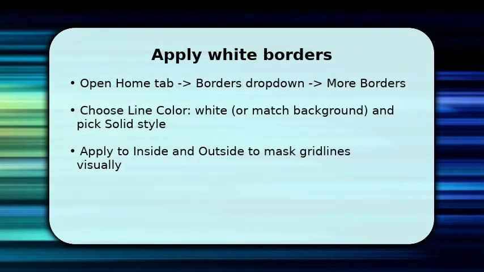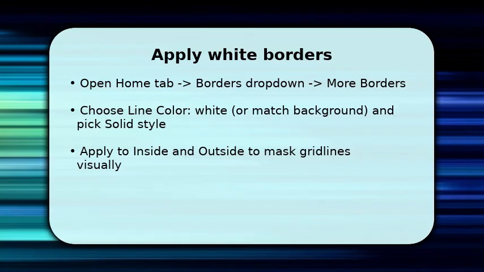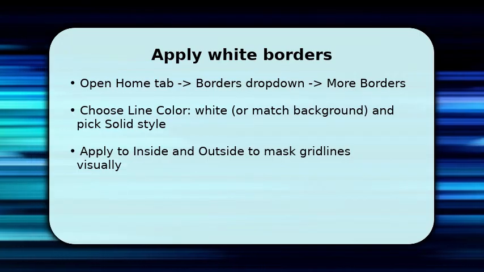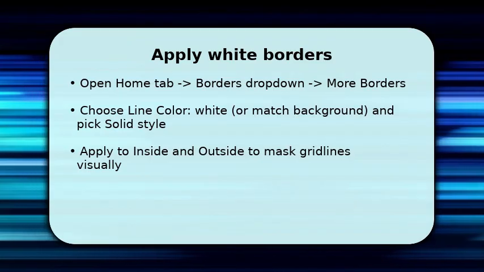Once you've selected the cells, go to the Home tab and open the Borders dropdown, then choose More Borders. In the dialog pick line color white or match your sheet background, select a solid line style, and apply it to both inside and outside borders. This overlays a white border exactly where grid lines appear, effectively hiding them without changing sheet settings. Make sure to apply to all selected cells so the network of lines is fully masked.